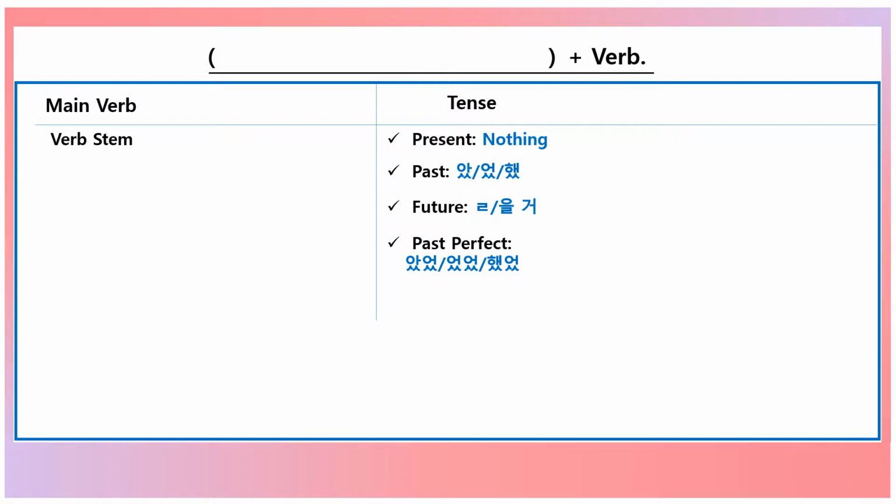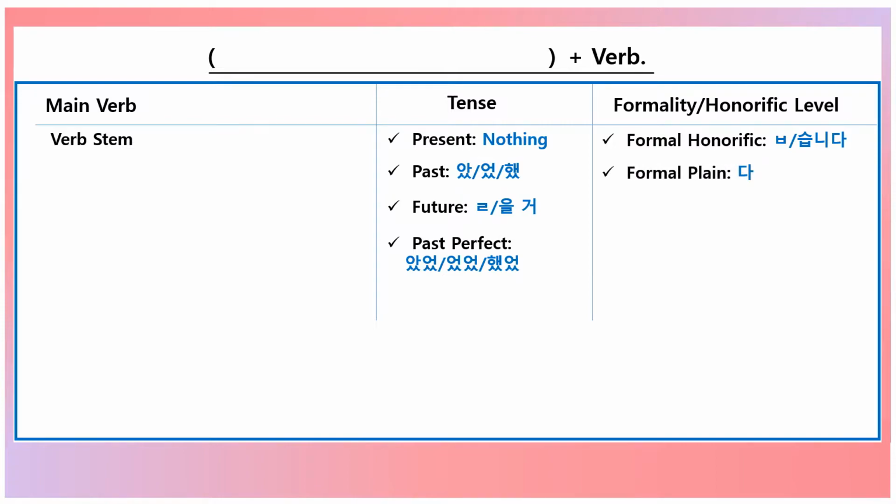And the last part is decided according to the formality and honorific levels. So there can be four cases. Formal honorific using ㅂ니다 or 습니다. Formal plain using 다. And the informal honorific using 아요, 어요, or 해요. And the informal plain is to delete 요 at the end from the informal honorific.